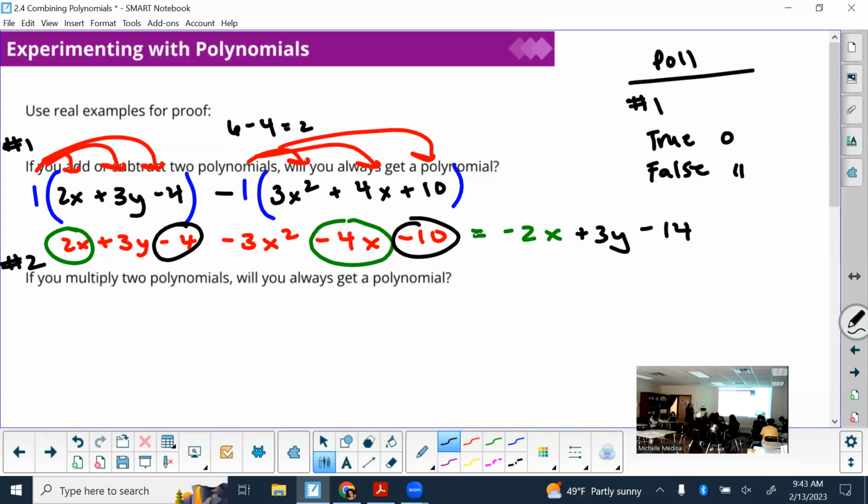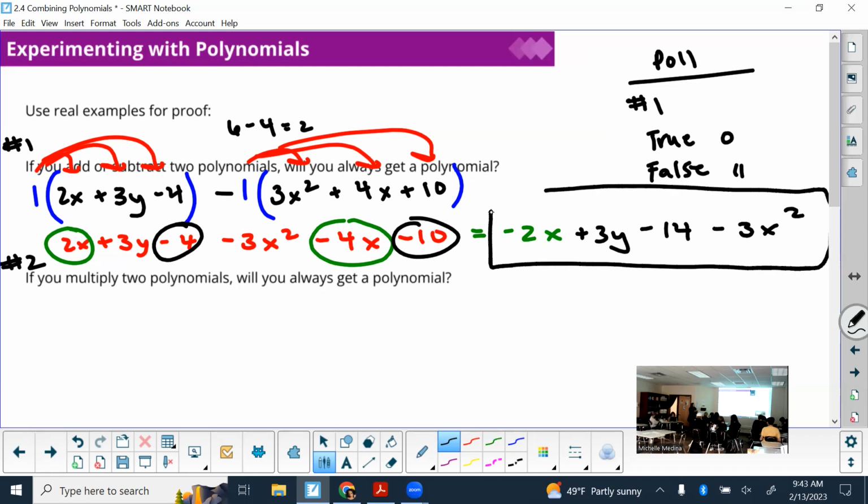Negative 14. For time's sake, but yes, you could use a calculator. And then does this negative 3x squared have a like term? No, but it doesn't just go away. So I added or subtracted 2 polynomials. Is my answer still a polynomial? Yes. So in the book, it said answers vary, so I'm not sure what that means. I guess it could depend on if you're using the formal definition of poly, which is 4 or more, or if you're generalizing it. But I would actually say that is true.